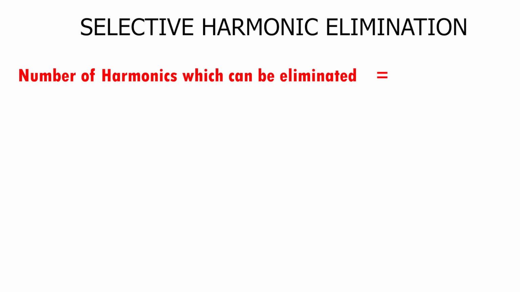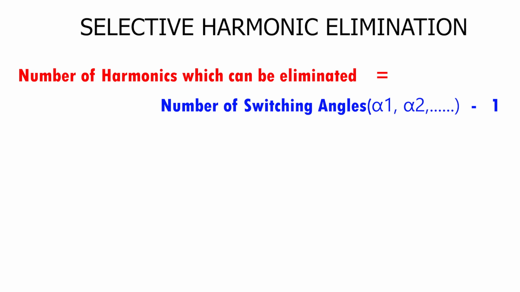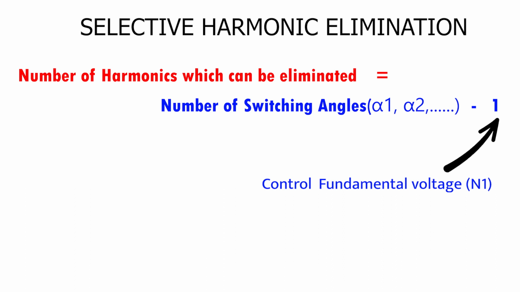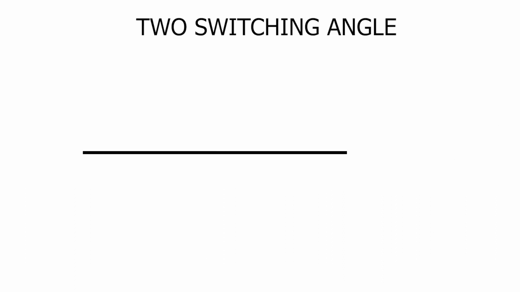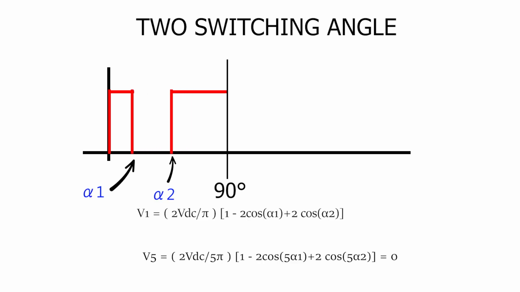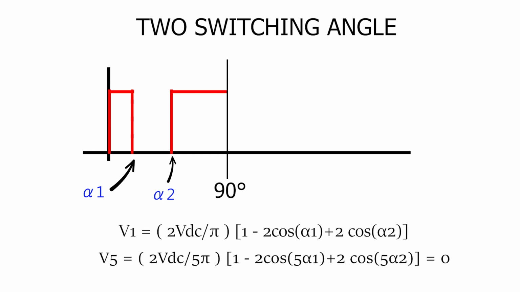As per the selective harmonic elimination method, the number of unwanted harmonics which can be removed is equal to the number of switching angles minus 1. One switching angle is reserved to control the fundamental voltage. Therefore by adjusting the two switching angle values, alpha 1 and alpha 2, within 90 degree span, we will be able to control the fundamental voltage and eliminate only the fifth harmonic voltage.